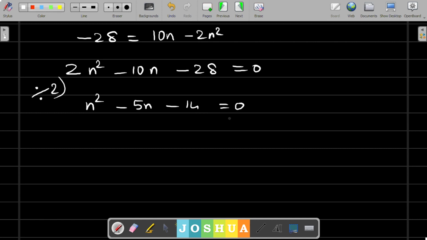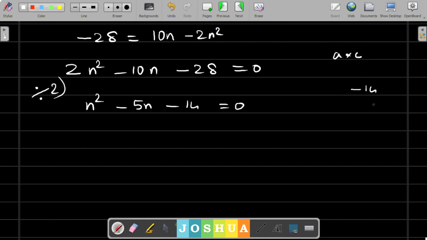The order is 2, so it is a quadratic equation. To solve the quadratic equation, we can follow various methods. Now I am going to use another method here. I multiply a and c. What number do I have? This one, minus 14.